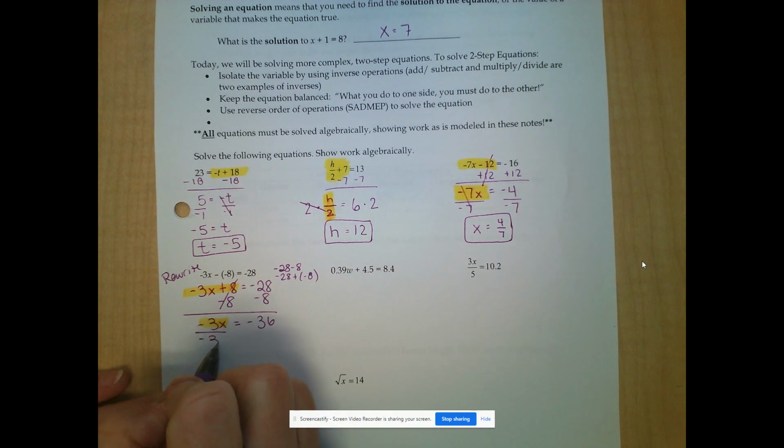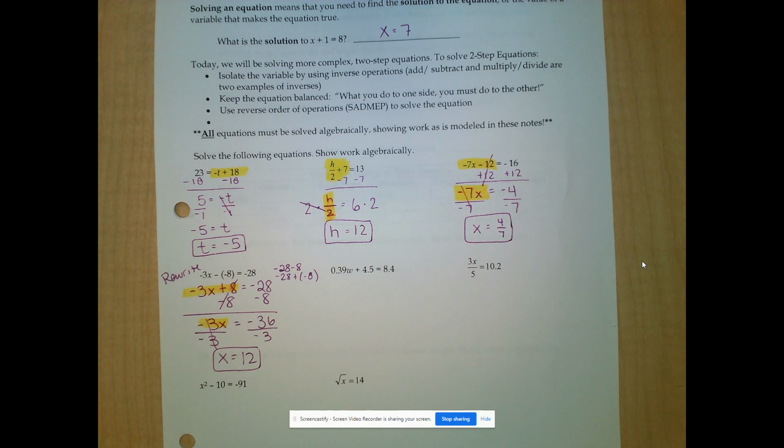Now, still looking at the side with the variable, negative 3x is multiplication. I'm going to divide the left side by negative 3, divide the right side by negative 3. X equals 12. You can always go back and check your answers as well.